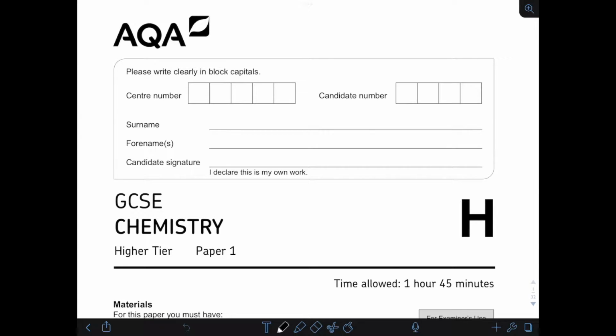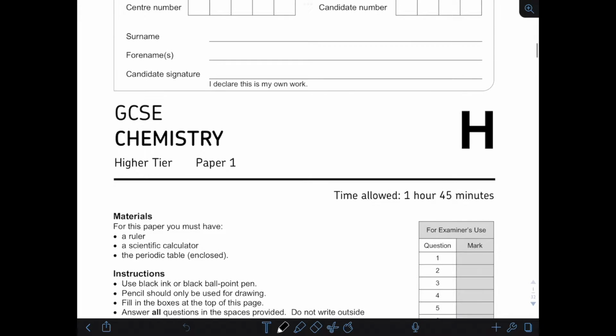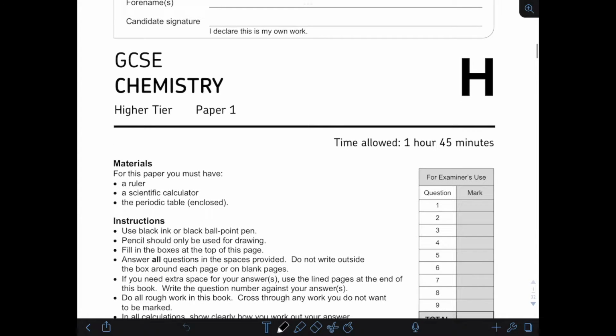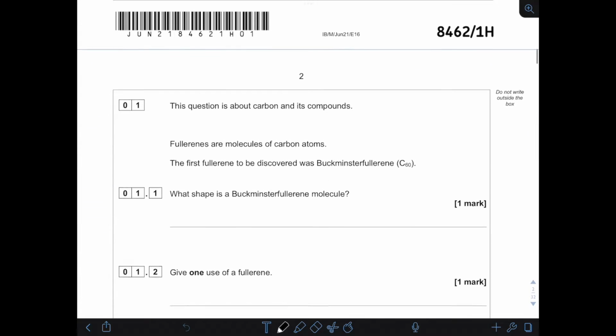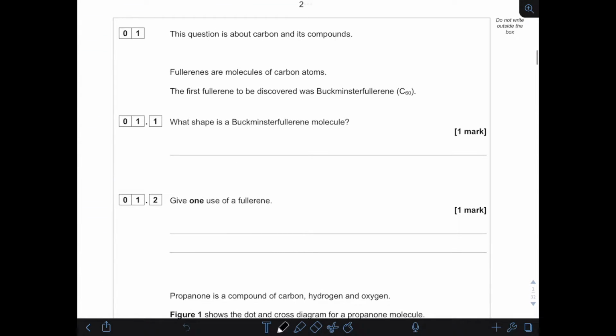Today we're doing GCSE Chemistry, higher tier. This is the paper from November 2021. It's paper 1, you have 1 hour and 45 minutes, and you're allowed a calculator and the periodic table they supply to you, which I probably should get ready, but I do not have a periodic table with me at the moment. I'll see you when I need to draw it up.